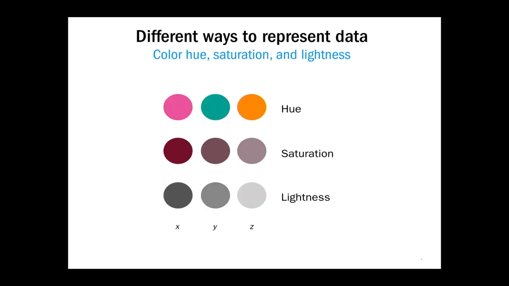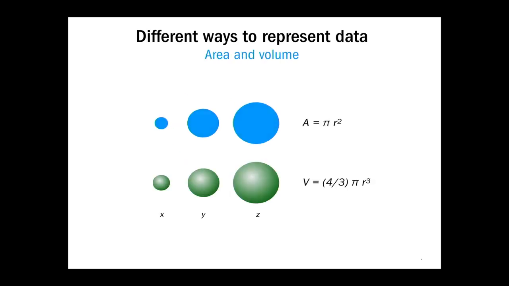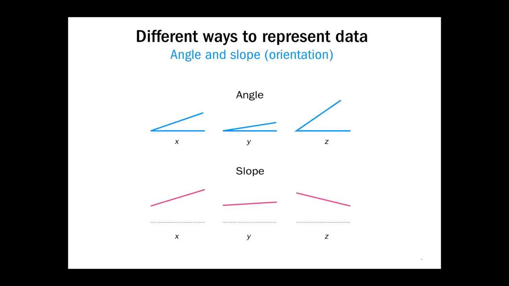Of course, you can use color, different attributes of color. You can use the attributes of color that you can name, like hue. You can use saturation, the amount of that color, or the lightness, the black and white quality of that color. You can use area and volume. These get a little bit more complicated because you have to look at R squared, R cubed for area and volume. You can use things that are more strange, like angle or slope.